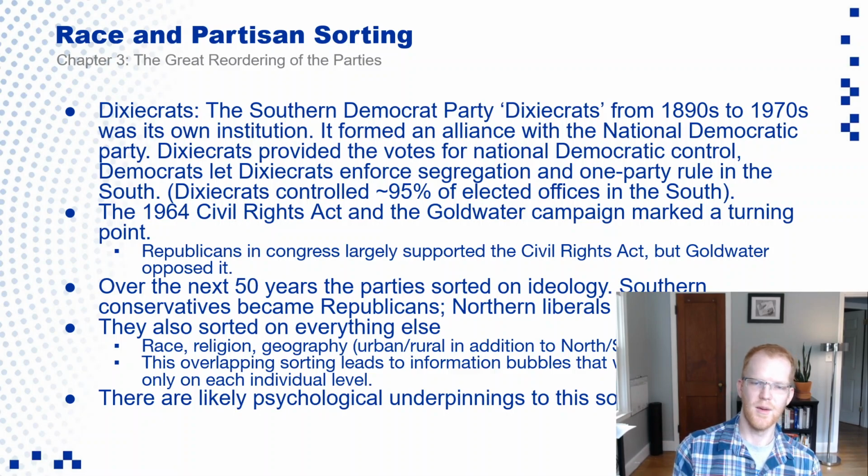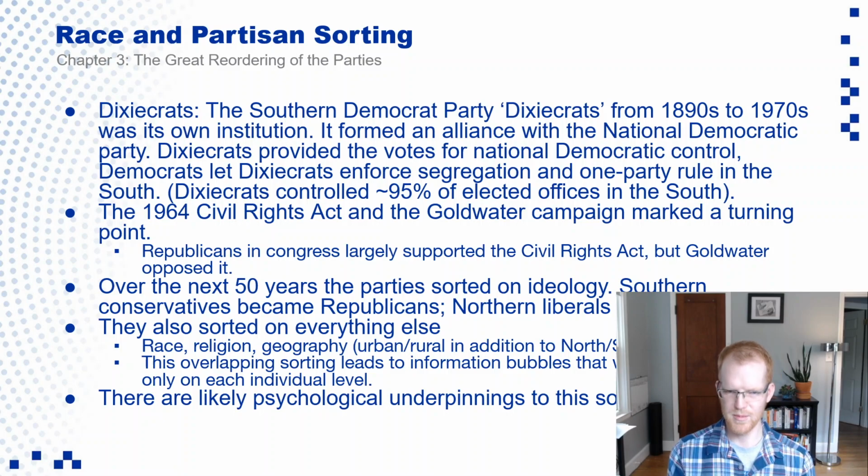Anyway, apart from the specifics of Kentucky, we also saw this sort of sorting on pretty much everything else. So race, religion, geography, you can predict now voter preferences very well by knowing the population density of the area in which the voter lives. So urban being more Democratic, rural being more Republican. And this overlapping sorting leads to these information bubbles that wouldn't exist with sorting only on each individual level.